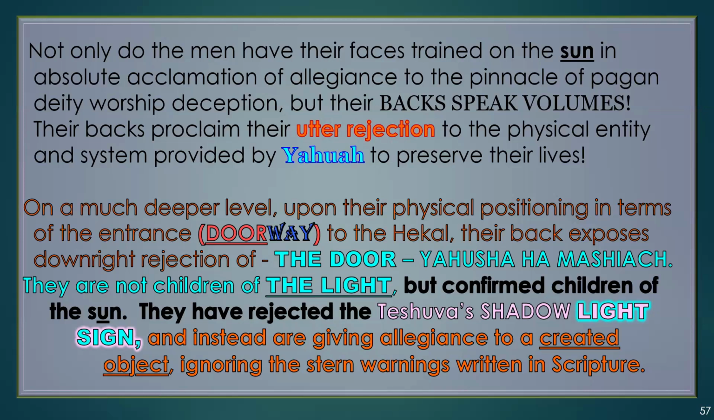On a much deeper level, upon their physical positioning in terms of the entrance, the doorway, notice the terminology, the doorway to the Hekal, their backs expose downright rejection of the door, Yahushua HaMashiach. They are not children of the light, but confirmed children of the sun. They have rejected the Teshuva's shadow light sign and instead are giving allegiance to a created object, ignoring the stern warning written in the scripture.